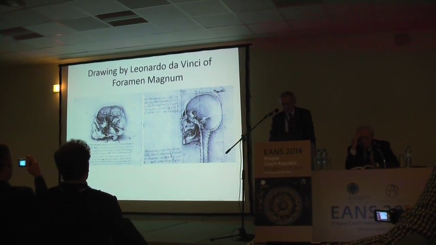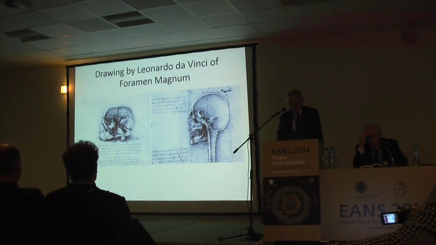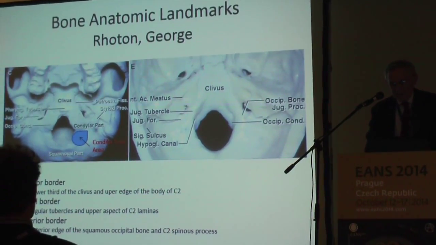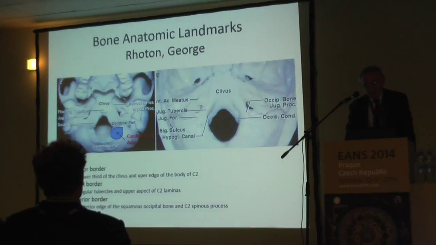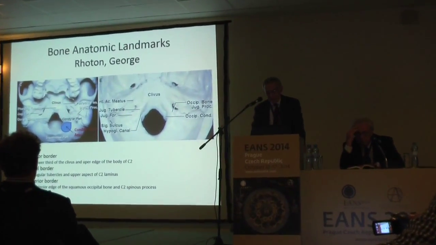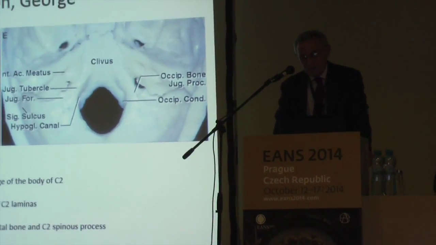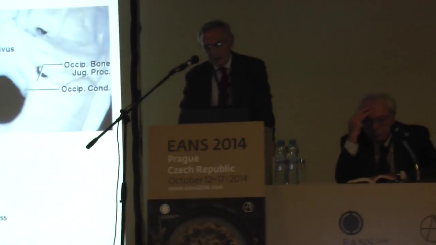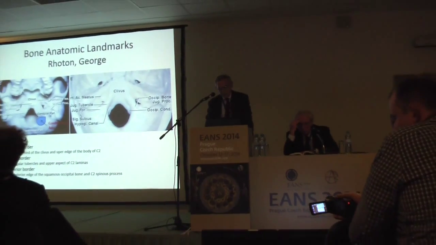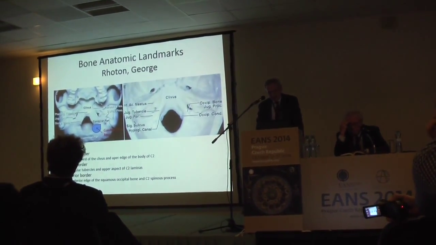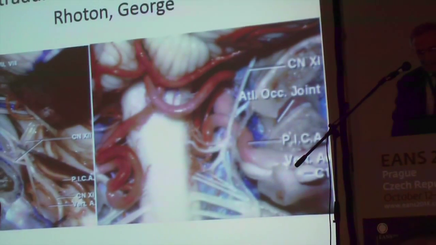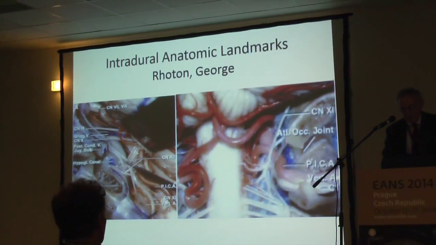The oldest description of the foramen magnum is from the master, Leonardo da Vinci. The bone anatomic landmarks are well described by Rhoton and George, but the technique evolved from condylectomy, partial condylectomy, to a tiny space called the condylar fossa area, which is enough to let us attack the tumor at a good angle. The anterior border is the lower third of the clivus and upper edge of the body of C2, the lateral border is the uvula, tuberculum, upper aspect of C2 laminae, and the posterior border is the anterior edge of the squamous occipital bone and the C2 spinous process. Those landmarks have been well described, and I will not take your attention for that.